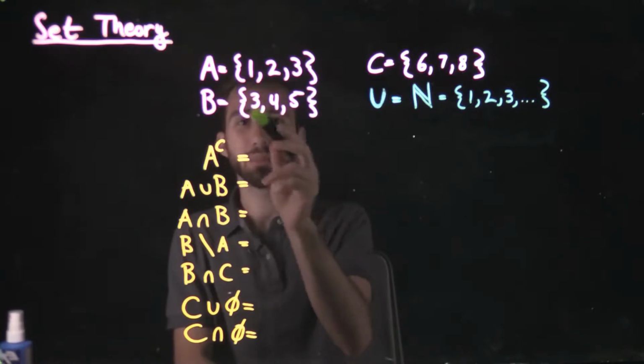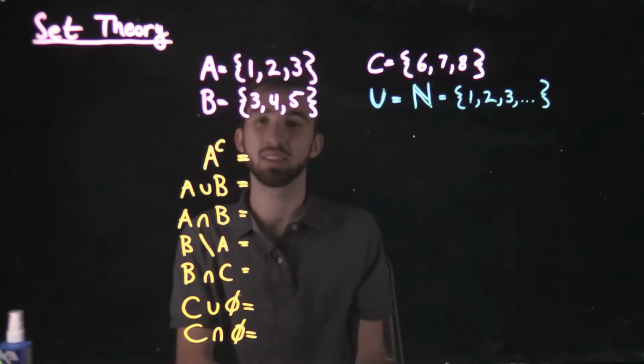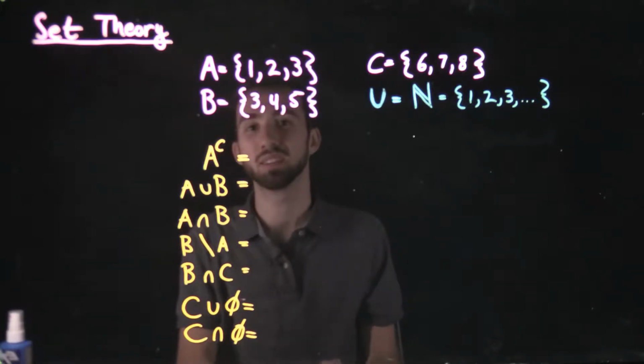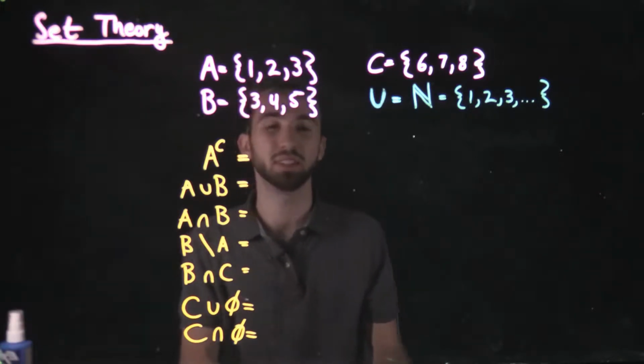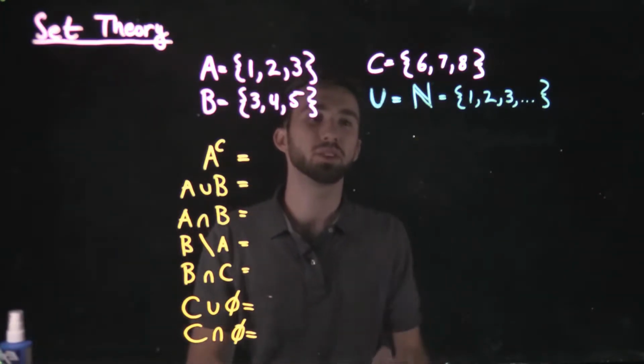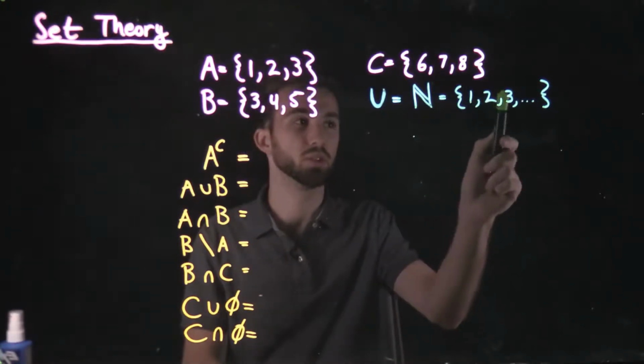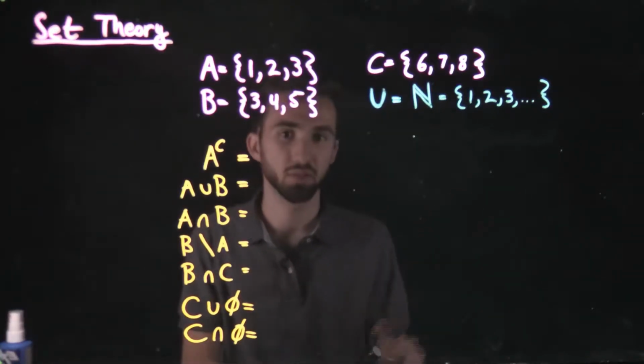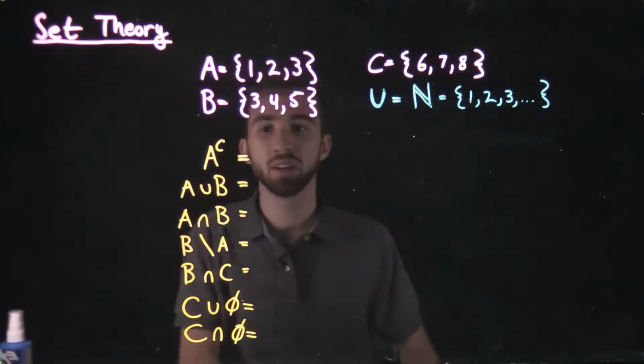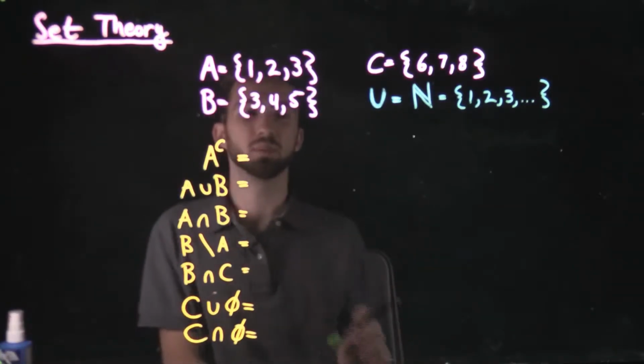A is 1, 2, 3, B is 3, 4, 5, C is 6, 7, 8. These aren't very complicated sets, so hopefully it's easy to follow. And our universal set are the natural numbers, which is just positive whole numbers, 1, 2, 3, 4, on to infinity. So with all of that out of the way, let's start doing some example problems.